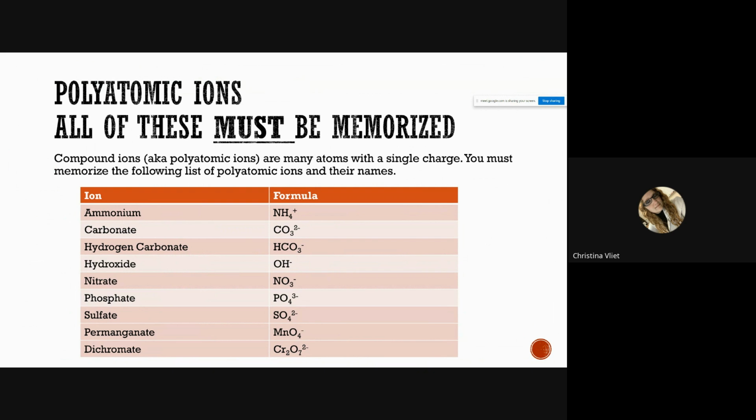Do you know ammonium by heart? You should, because I told you to know it for unit 2. NH4+, we know that? Carbonate, CO3 2-, yeah, because we drilled it. Hydrogen carbonate might be new. HCO3-. Hydroxide we've seen a lot because it's base. OH-. Nitrate, phosphate, sulfate. I would say these last 2 are probably new for all of us for the most part. You should know permanganate and you should know dichromate.